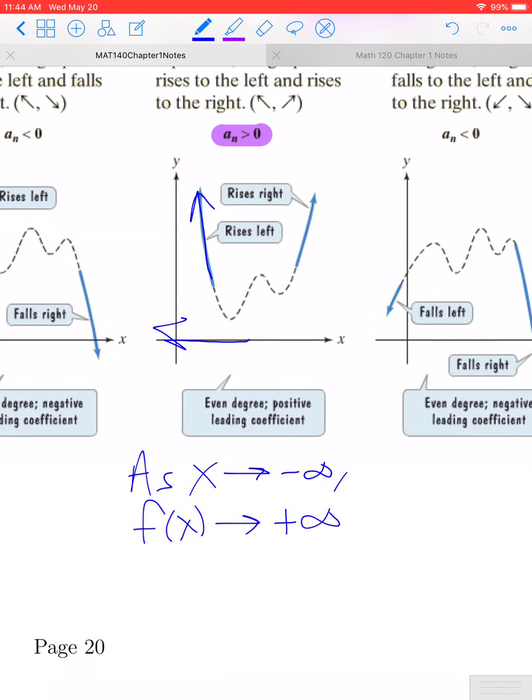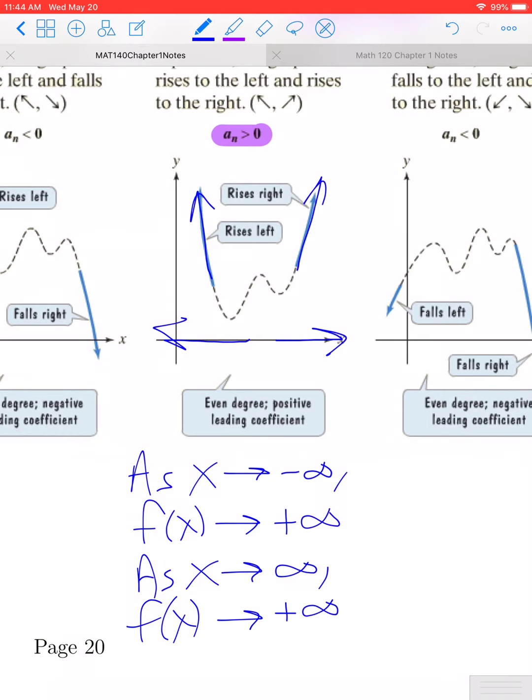Similarly, if we look at what happens as x approaches positive infinity, we see that this graph is rising up and up and up, which means that the function values are also approaching positive infinity.